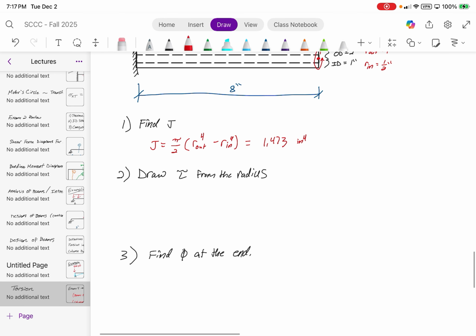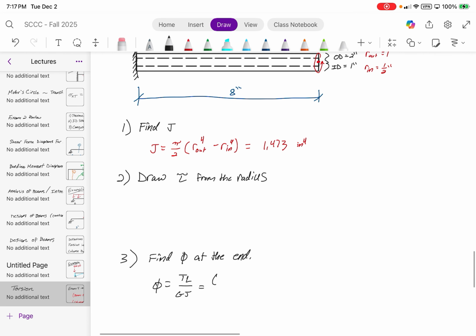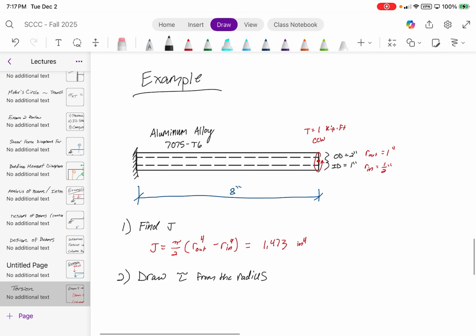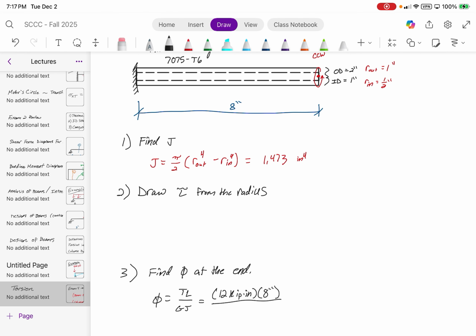All right. For phi, you could just use TL over GJ. The torque was 1 kip feet, so that's the equivalent of 12 kip inches. Length is 8 inches. Shear modulus of the aluminum alloy was 4,000 KSI. And then J, we calculated at 1.473 inches to the fourth. And then just so I get it in terms of degrees, I'm just going to multiply that whole thing by 180 over pi.